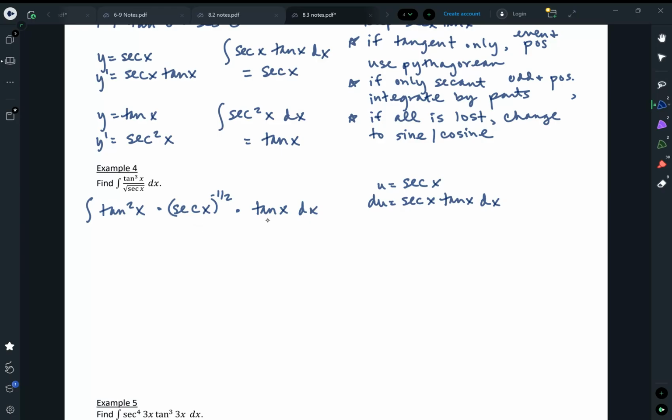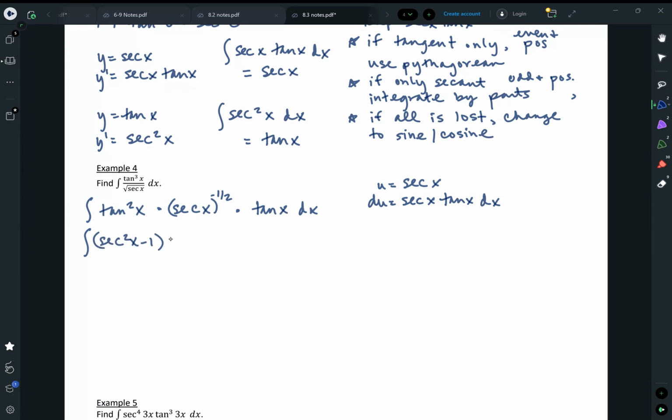So I know I've got to save a tangent x, but I also need to have a secant x. So this is where it's going to get a little bit weird. I'm going to change my tangent squared to secant squared x minus 1.